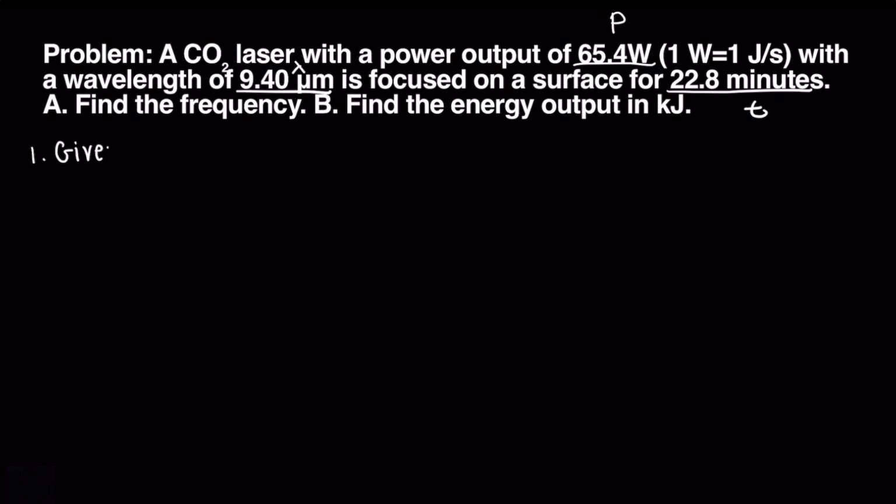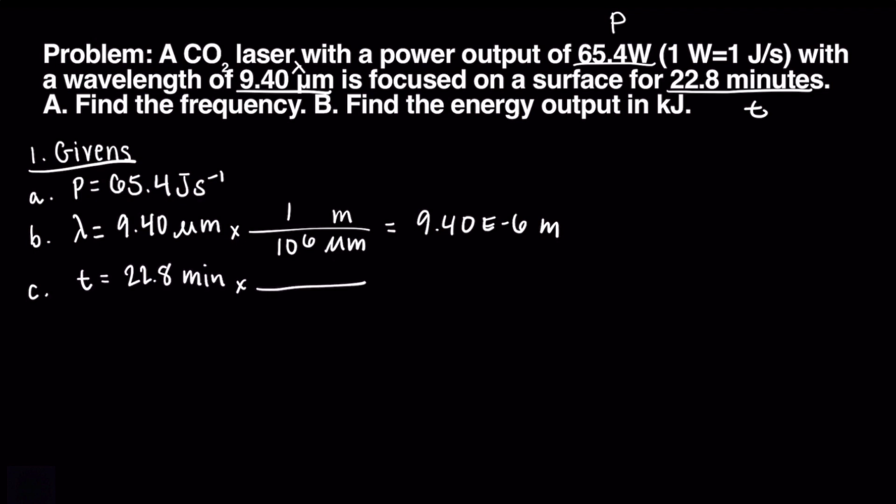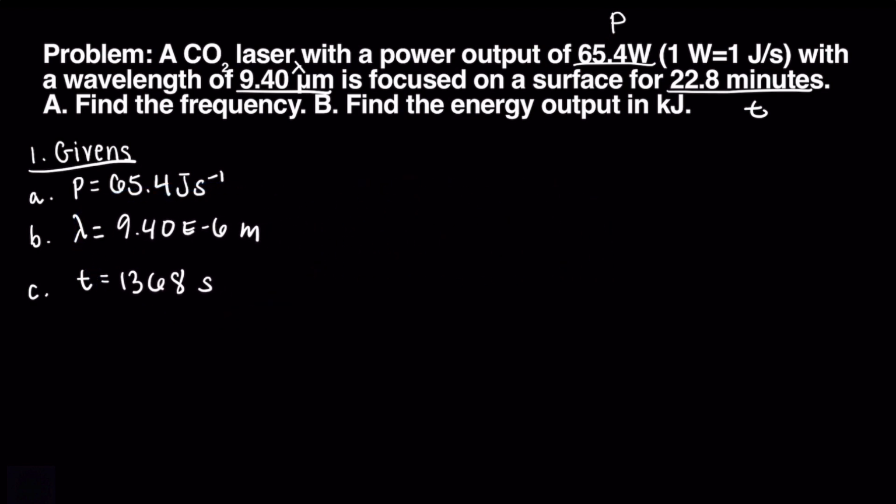So first and foremost, let's find some givens. So first, power equals 65.4 watts, which is the same thing as saying 65.4 joules per second. B, lambda equals 9.40 micrometers, which is the same thing as saying 9.40 times 10 to the power of minus 6 meters. And time equals 22.8 minutes, or 1,368 seconds. I'm going to save some space and replace our original lambda and time values with our new ones in SI units. Now for part 2, let's do our calculations.